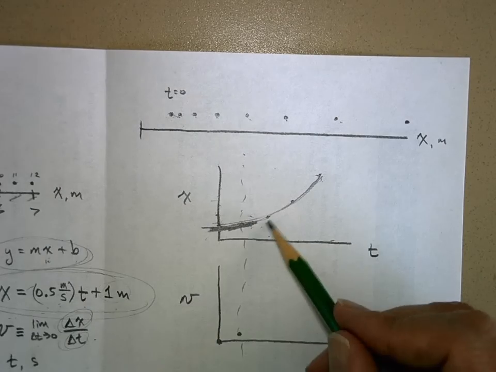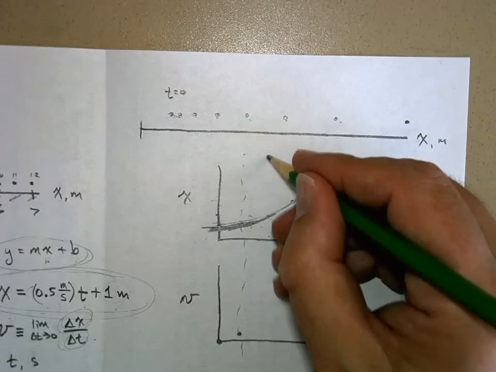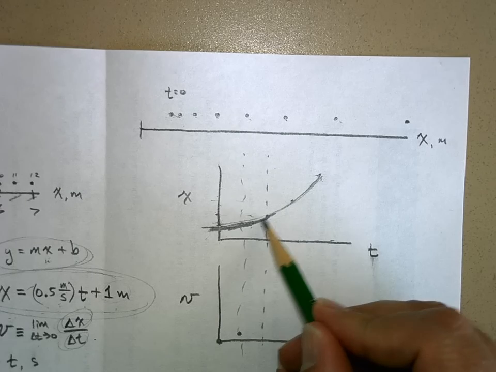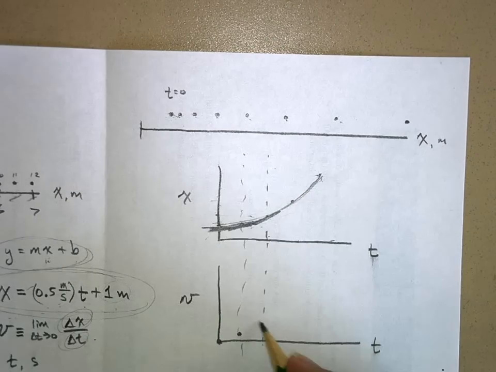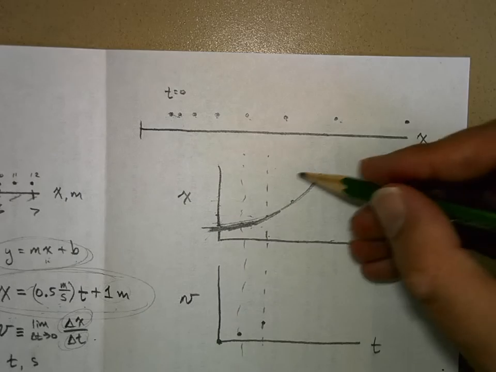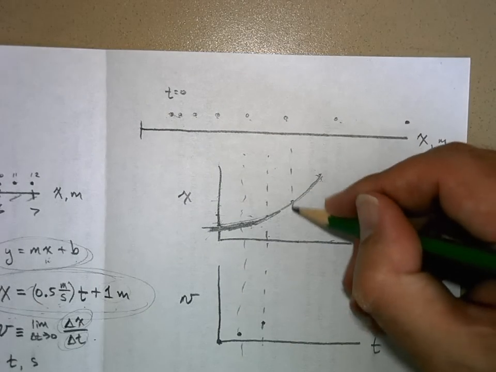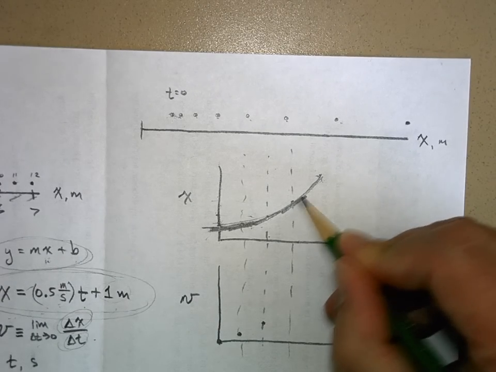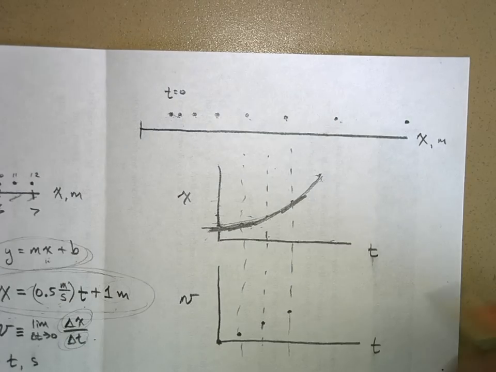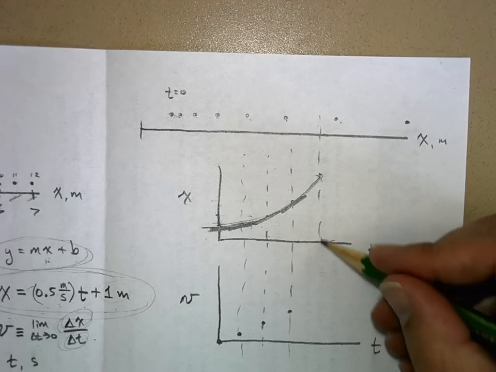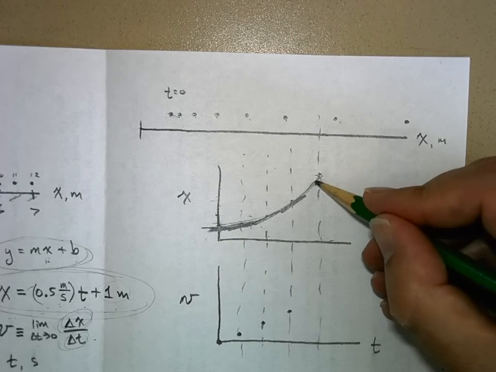And then over here, look at this time. The slope is steeper, right? So the velocity is bigger. And then I look right here. Look at that slope. See how the slope is getting steeper? And then I maybe look at this last dot, this last time, and see how the slope is steeper.